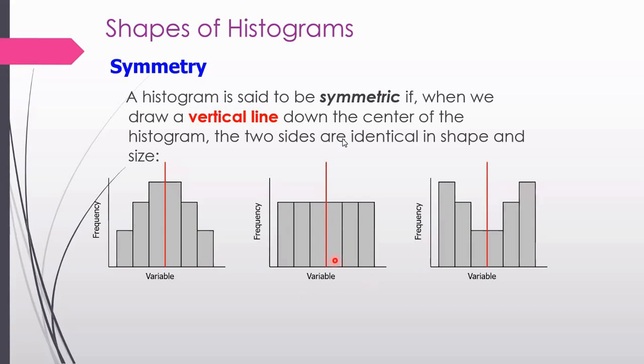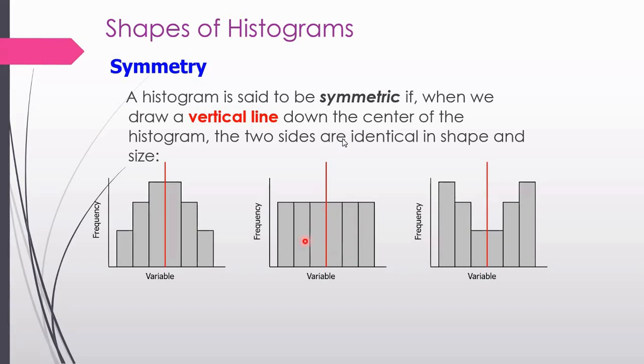This is also another histogram. Histogram means there are no gaps between the bars, and each and every bar usually has equal width. The heights are different according to their frequencies. So when we look at this histogram, here also, when we draw a line through the center point of this histogram, these two parts are identical in shape and size.